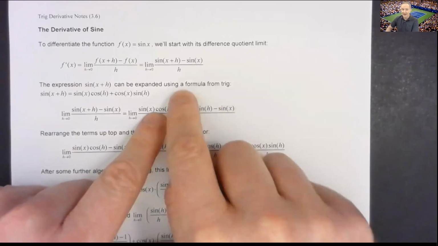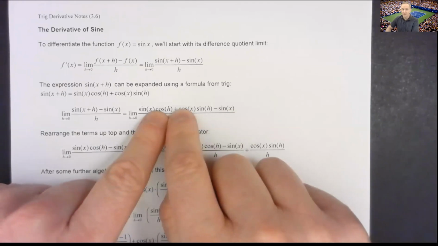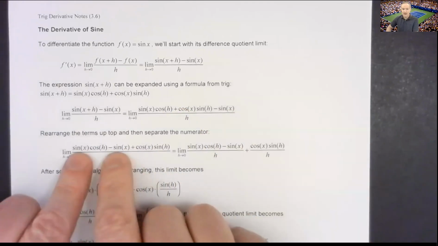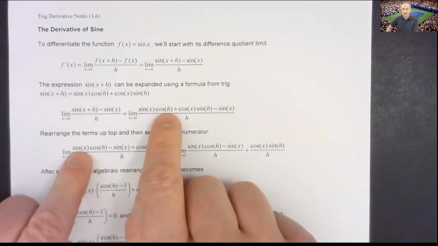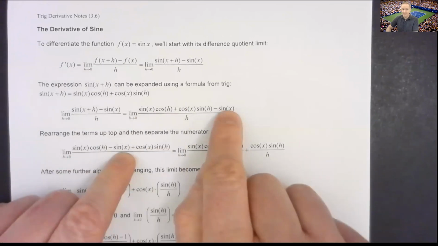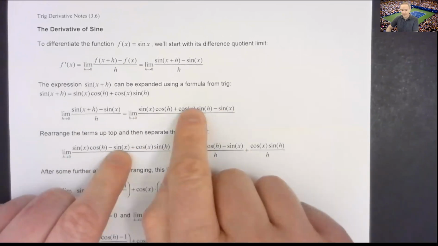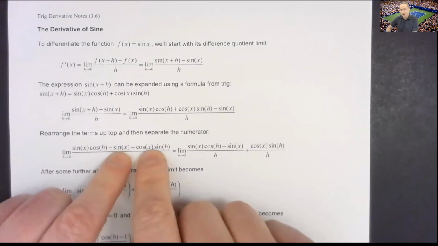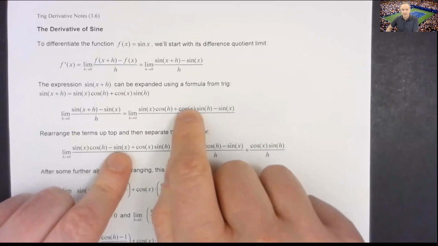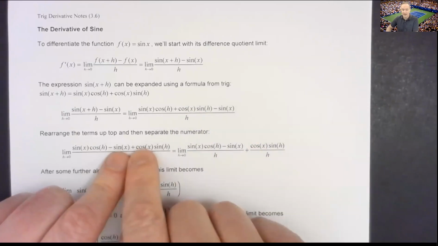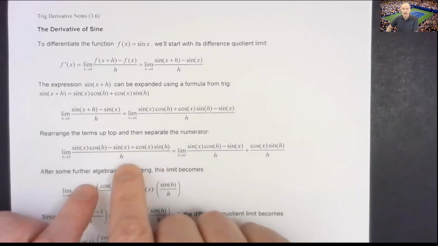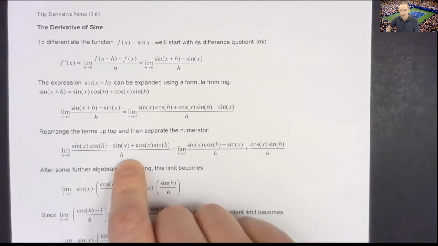I want to gather the sine x terms together. So you'll see I have my first term sine x cosine h minus the sine of x, and then I put the second term last. Remember, order of addition is irrelevant, so it doesn't matter if I add the second term second or if I wait to add it third. Doesn't matter. Now, all of that's still divided by h.